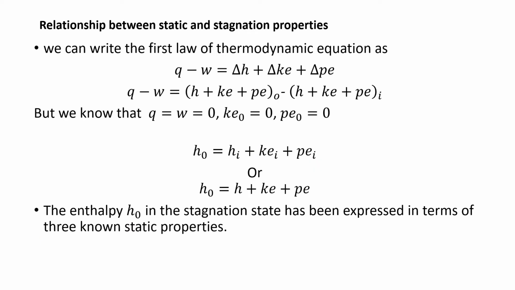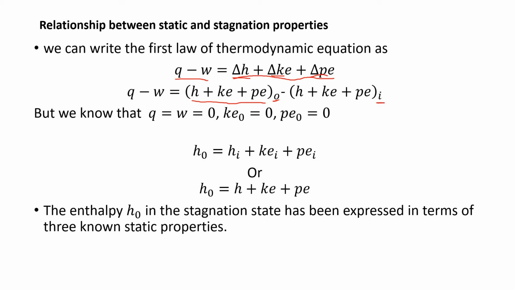Now we can write this equation, Q minus W is equal to delta H plus delta KE plus delta PE, which we got from the first law of thermodynamics, by separating it for the stagnation state and static state. So H plus KE plus PE, this expression is for the stagnation state, minus H plus KE plus PE, this is for the static state. Instead of delta H, delta KE, delta PE, I have written the above expression in terms of stagnation properties minus the static properties.